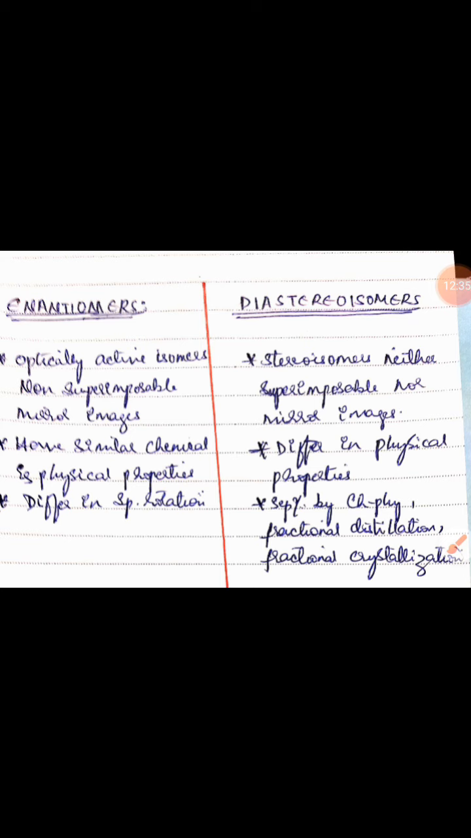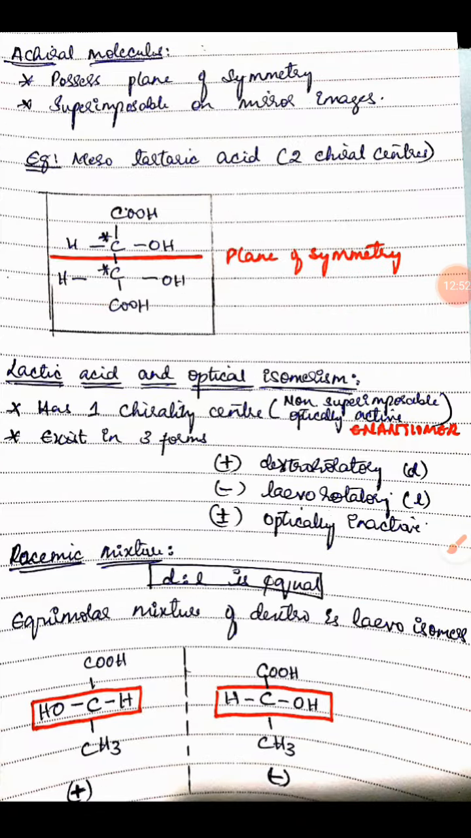Diastereomers are those stereoisomers which are neither superimposable nor mirror images and they differ in physical properties and they are separated by chromatography, fractional distillation and fractional crystallization. We are going to go into detail on enantiomers and diastereomers in our next segment.